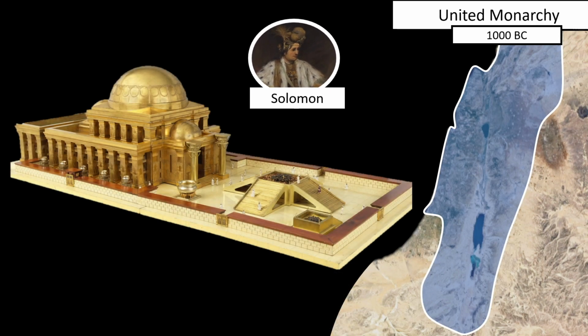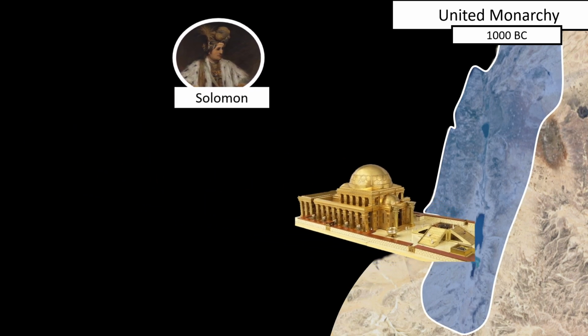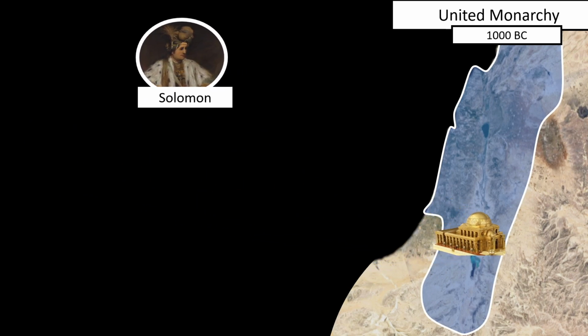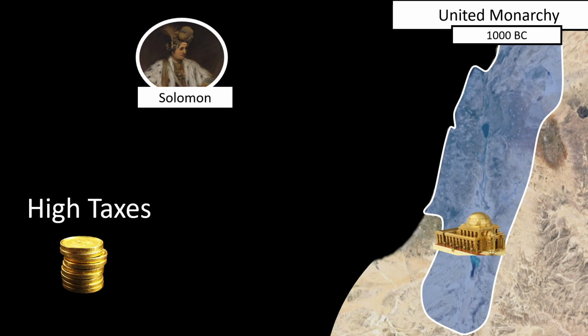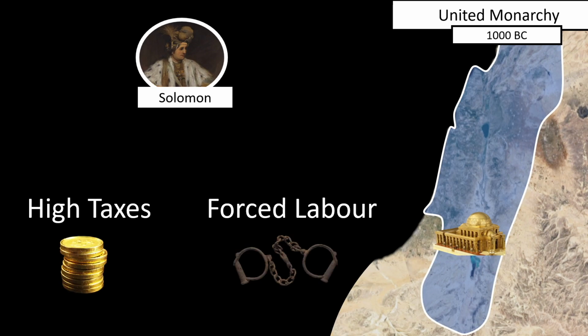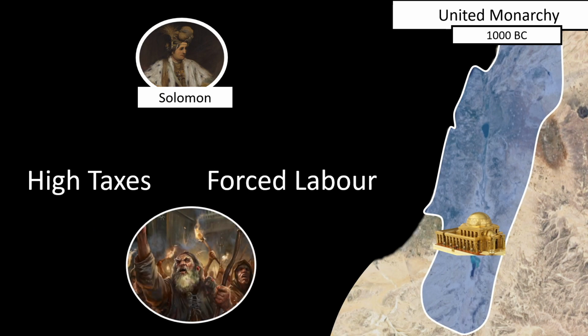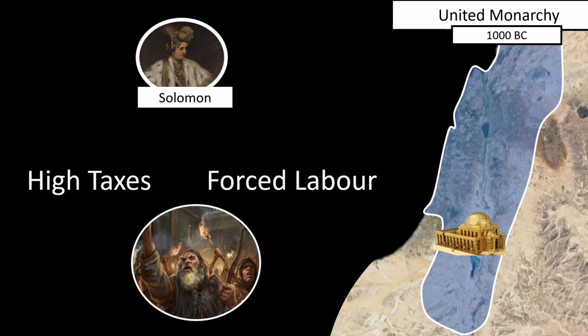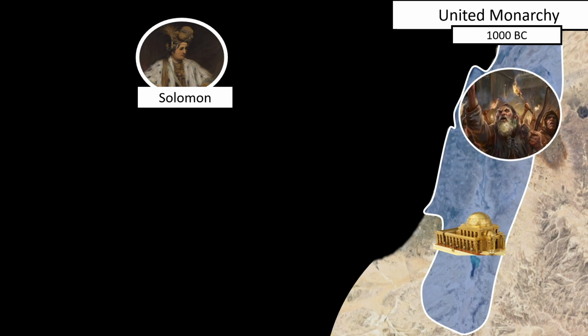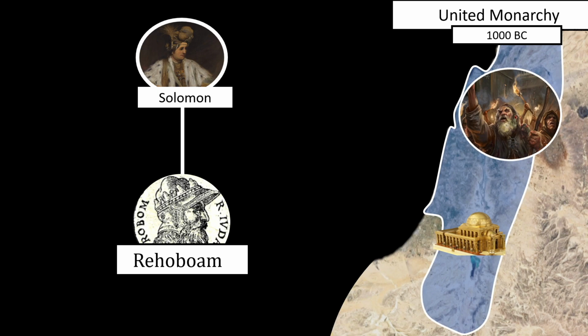But of course, building temples and palaces doesn't come cheap. In order to fund these buildings, Solomon imposed high taxes and forced labor upon the people of Israel. Therefore, Solomon was hated by his own people, and this hatred is especially prominent in the north of the country. Now, all of this comes to a head when Solomon's son Rehoboam takes the throne.